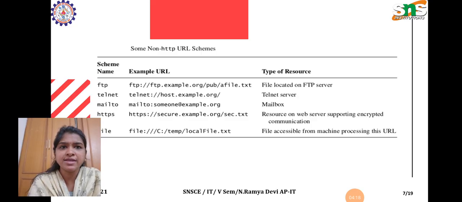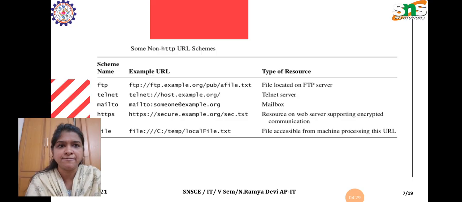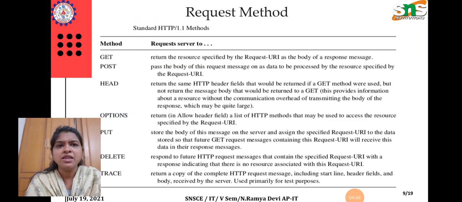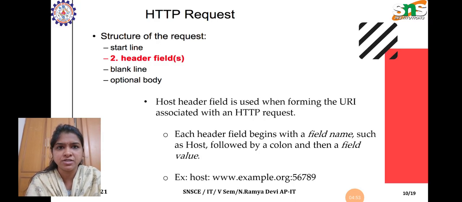So these are examples of a URL, like FTP, the file, the mail server to be connected to, and telnet, mailto, HTTPS, and file. Next comes the HTTP request method. As we have discussed, a request has two methods, the GET method and the POST method. The GET method is used when you type a URL into the location bar of your browser, and the POST method is typically used to send information collected from a form displayed within a browser back to the web server. And these are all the request methods: GET, POST, HEAD, OPTIONS, PUT, DELETE, and TRACE.